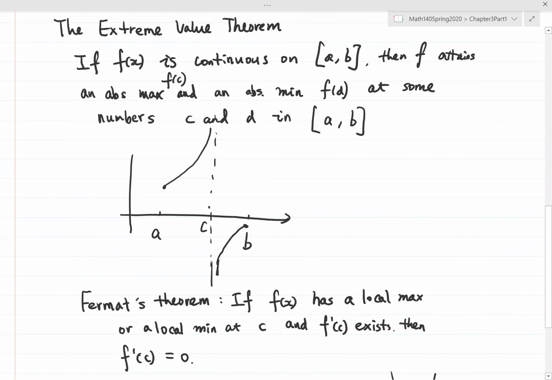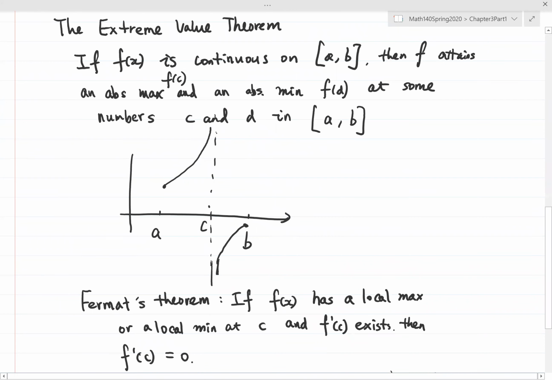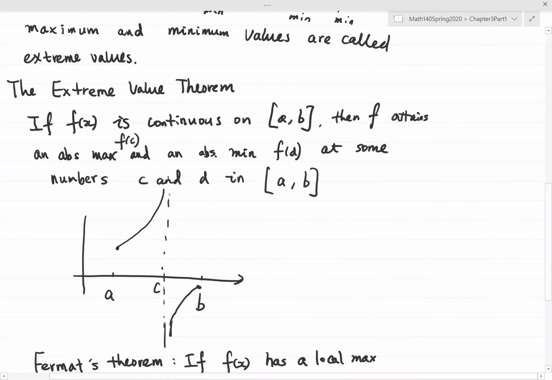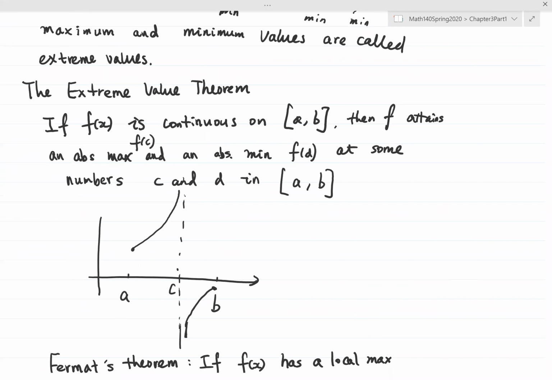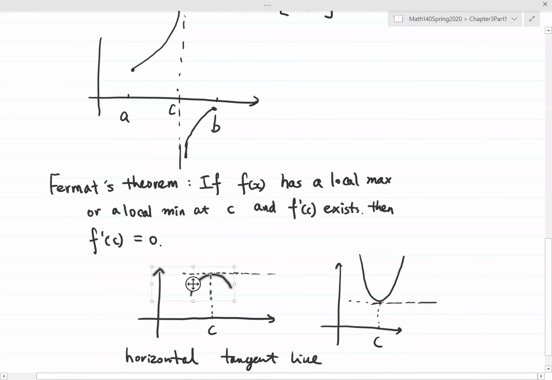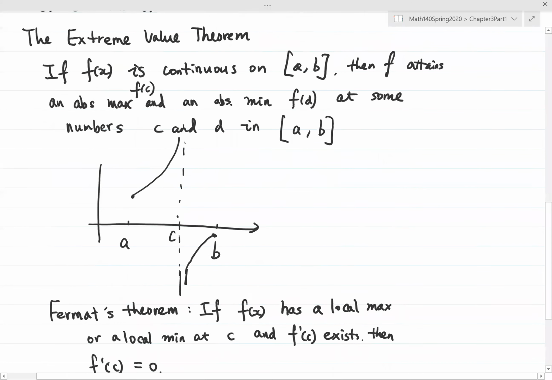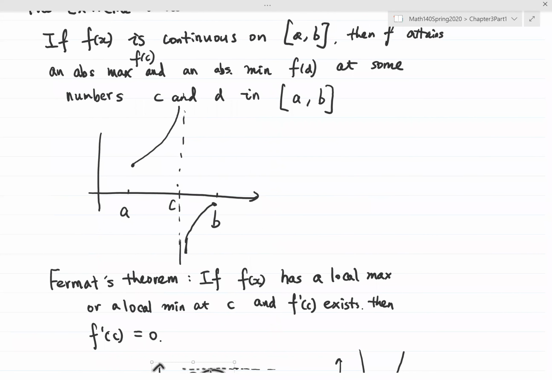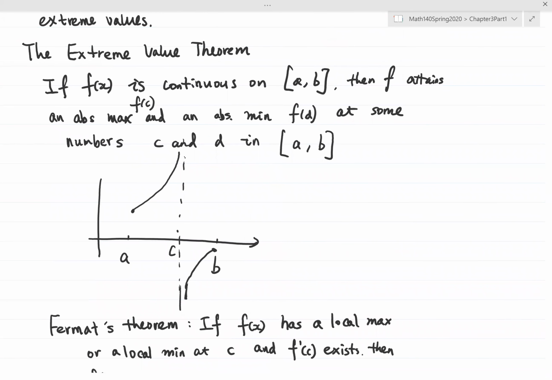Then we have the extreme value theorem, which says if a function is continuous on a closed interval, where the closed interval should be finite, then f(x) has an absolute maximum and minimum on this closed interval a to b, at some point c or d. So a continuous function on a closed interval does achieve a maximum and minimum.